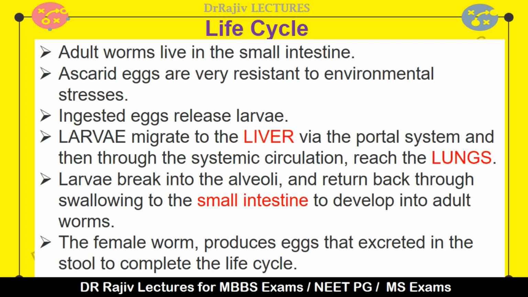Ingested eggs release larvae that invade the intestinal mucosa, migrate to the liver via the portal system, and then through the systemic circulation reach the lungs. These larvae mature for 8 weeks and then break into the alveoli, ascend the bronchial tree, and return back through swallowing to the small intestine where they develop into adult worms. Sometimes the young adult worms migrate to the common bile duct or pancreatic duct also. The female worm produces eggs that are fertilized and thereafter excreted in the stool to complete the life cycle.